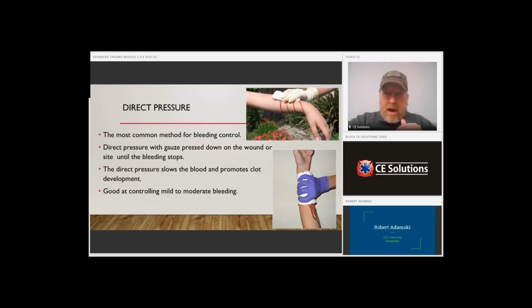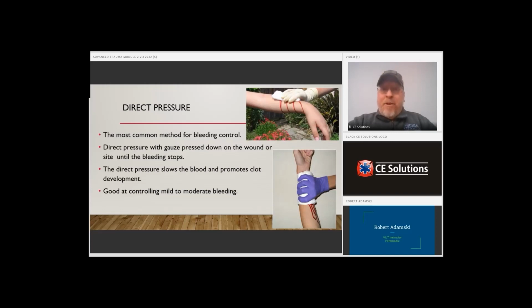Now, our first line of treatment for controlling all hemorrhage, I don't care what type of hemorrhage it is, this should be your go-to. Your first line of treatment should be direct pressure. It's the most common method for bleeding control, and it works in the vast majority of cases. Typically it's best at controlling hemorrhage which is mild or moderate in severity. And when I say apply direct pressure, everybody look at that top picture. That is not the type of direct pressure you want to use. When I mean direct pressure, you're using two hands leaning on that wound with all of your weight.